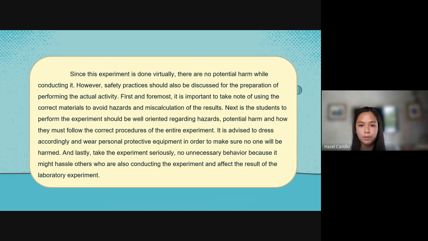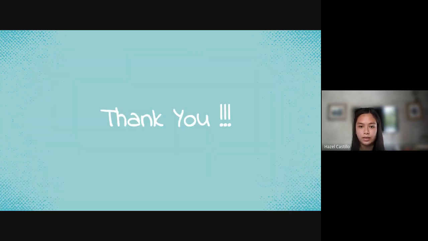First and foremost, it is important to use the correct materials to avoid hazards and miscalculation of the results. Next, the students performing the experiment should be well oriented regarding hazards, potential harm, and how they must follow the correct procedures of the entire experiment. It is advised to dress accordingly and wear personal protective equipment to make sure no one is harmed. And lastly, take the experiment seriously. No unnecessary behavior, because it might hinder others who are also conducting the experiment and affect the result of the laboratory experiment. That's all. Thank you.